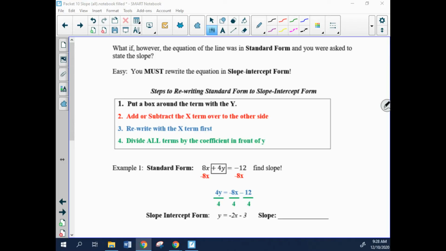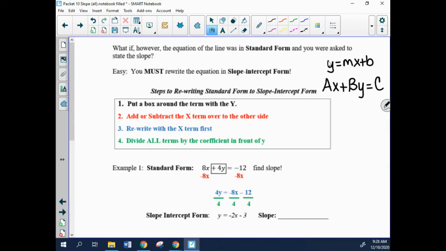So yesterday we talked about finding slope and y-intercept from an equation when it is in slope-intercept form, which is great unless it comes in a different form. Remember that we had talked about that there are two forms of an equation. One would be slope-intercept form, which is y equals mx plus b. And then the other was standard form, ax plus by equals c.